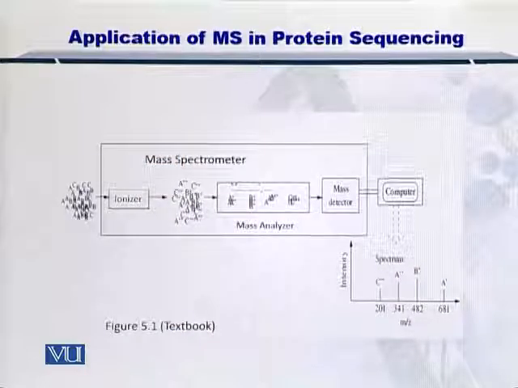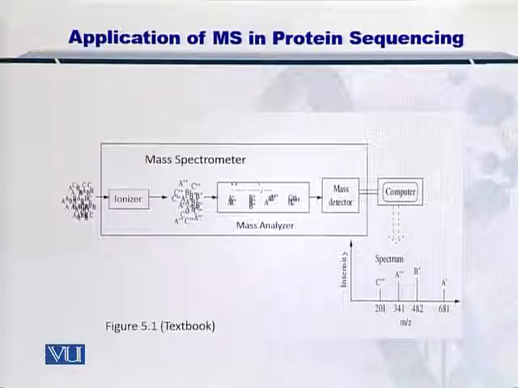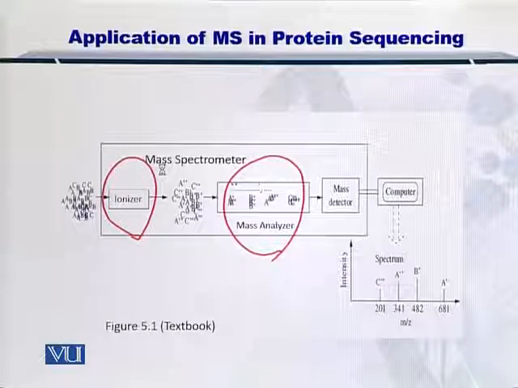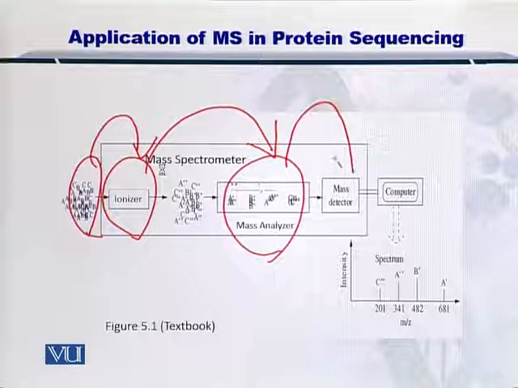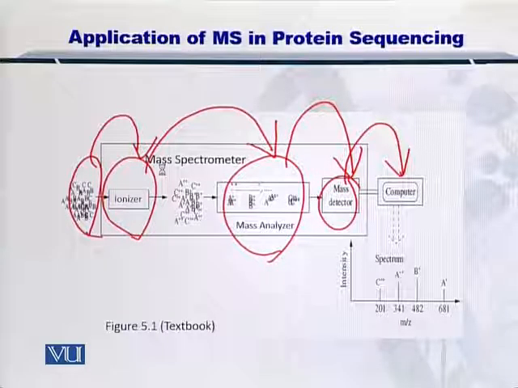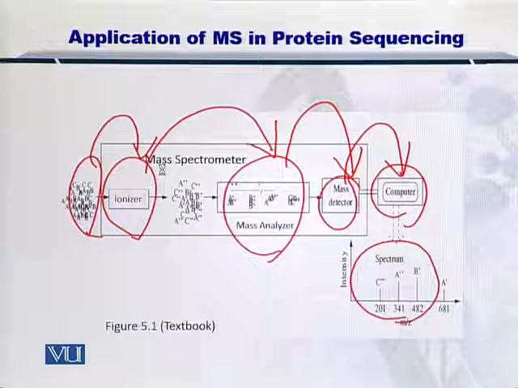The overall schema of the mass spectrometer, as I just mentioned, includes the ionization process, the mass analyzer. Of course, your sample is here, and then it travels into the ionizer, gets the charge, gets analyzed, gets detected here in the mass detector, and then here you are, the bioinformatician. You analyze this information and you arrive at the sequence of the protein.